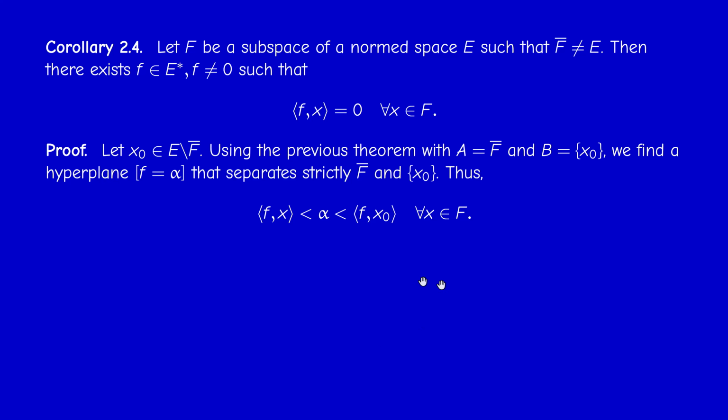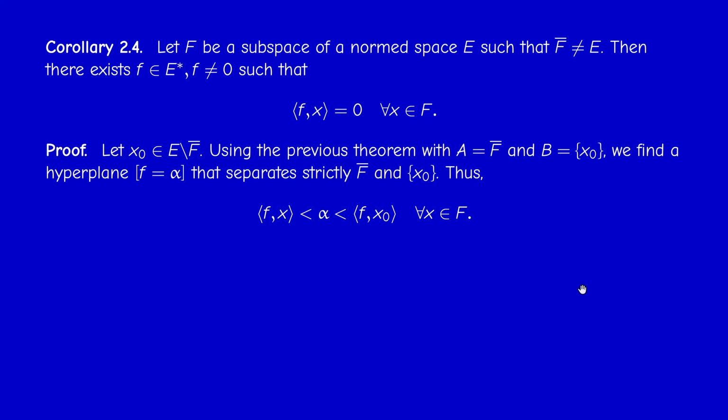In particular, for every x in F, f of x is less than alpha minus epsilon, but we don't need that epsilon here. We just need the fact that f of x is strictly less than alpha, which is strictly less than f of x0, for every x in F. So this is really a particular case of the previous theorem.